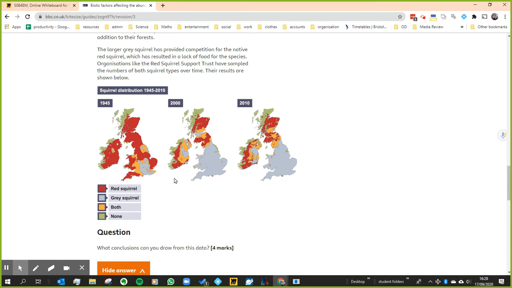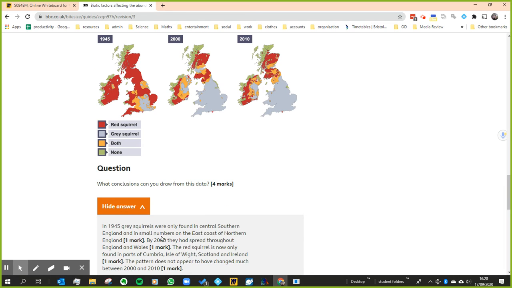So basically, what they wanted to say was that at the beginning, so for the first mark, you simply observed that in 1945 there were only really grey squirrels in the southwest sort of coast, and a little bit on the east coast down here. And just saying that will get you 1 mark. Then you say by 2000 they spread throughout, and then you say where it spread throughout, England and Wales.